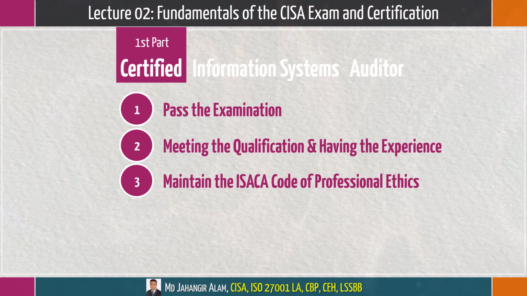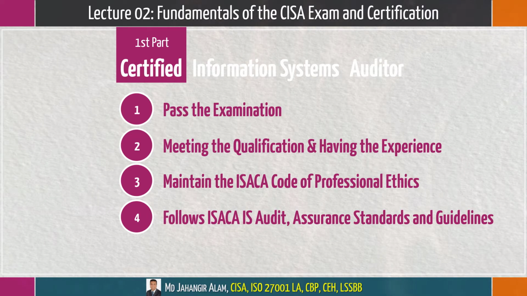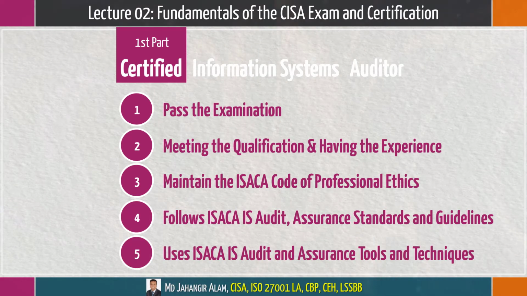CISA professionals must maintain the Code of Professional Ethics of ISACA. Knowing the Code of Professional Ethics is also important to answer some of the questions in the examination. Number 4. Follow ISACA IS Audit Assurance Standards and Guidelines. The CISA professional must follow ISACA standards and related guidelines. ISACA IS Audit Assurance Standards and Guidelines are also essential to solving some of the exam questions. Number 5. Use ISACA IS Audit and Assurance Tools and Techniques. ISACA IS Audit and Assurance Tools and Techniques are also helpful for finding solutions to questions.